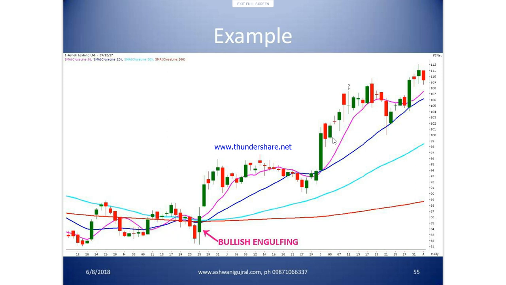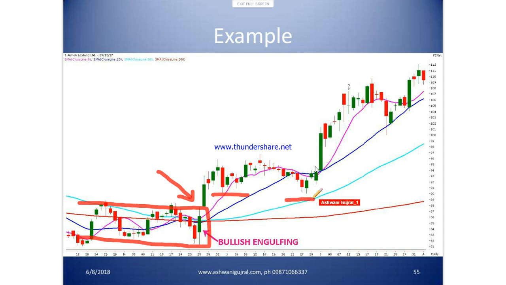Ashok Leyland, narrow range, cleans out all the data to the left. Bears try to hammer it but cannot take it lower. So this is where you buy and put a stop.